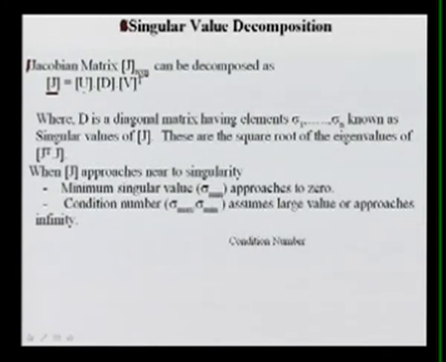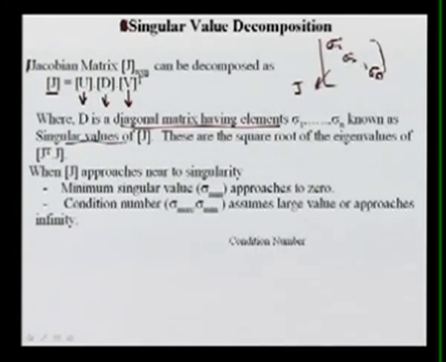Here we have two orthogonal vectors u and v, which we can form in such a way that this matrix D becomes a diagonal matrix. This D has only diagonal elements, and these diagonal elements are known as the singular values of this Jacobian J, represented as sigma 1, sigma 2, up to sigma n. They are known as the singular values.